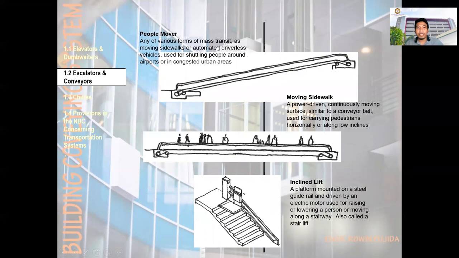Any of various forms of mass transit, such as moving sidewalks or automated driverless vehicles used for shuttling people around airports or in congested urban areas, is a people mover. And then moving sidewalks are a power-driven continuously moving surface, similar to a conveyor belt, used to carry pedestrians horizontally or along low inclines. Next, you have the inclined lift, a platform mounted on steel guide rails and moved by an electric motor, used for raising or lowering a person along a stairway, also called a stair lift. Normally this is used by a person with disabilities or a person using a wheelchair.